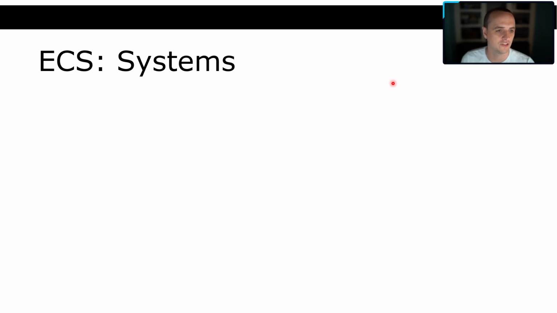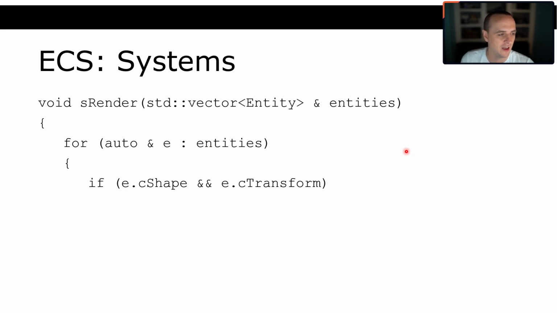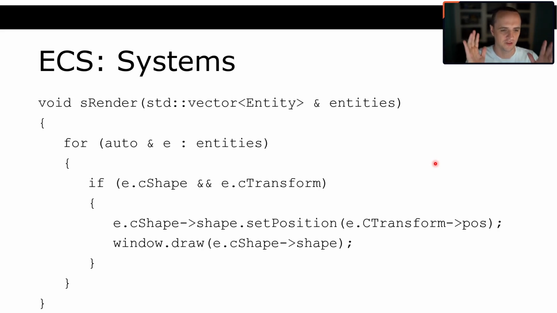So let's have a look at what a system might look like now. So here is our rendering system. Our rendering system is going to get passed in a vector of entities, and then we're going to loop through those entities, and we're going to say if the entity has a shape component and the entity has a transform component, then I'm going to set the position of the shape to the position of the transform, and then I'm going to draw the shape of the component. And that's it. That's our rendering system. Now, of course, you're going to have more special effects and stuff, but this is how you draw every entity going forward in the course.